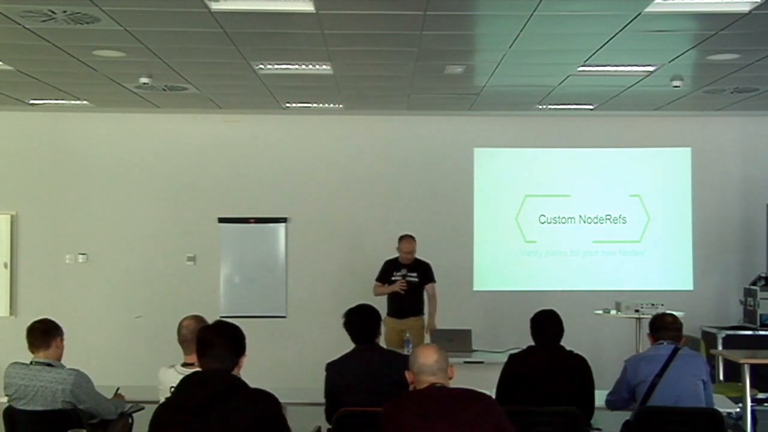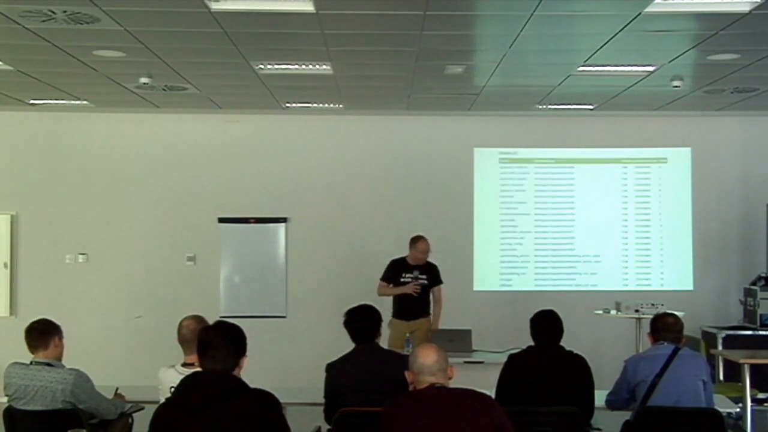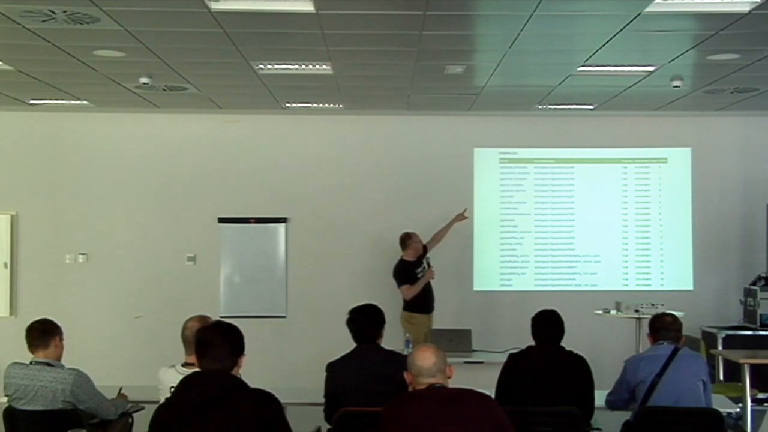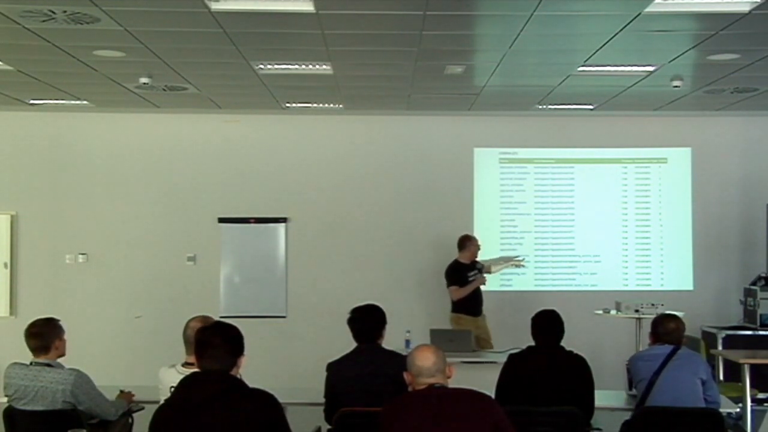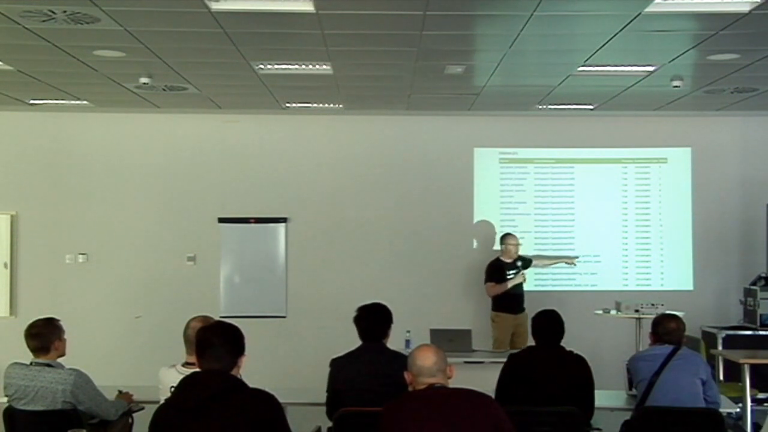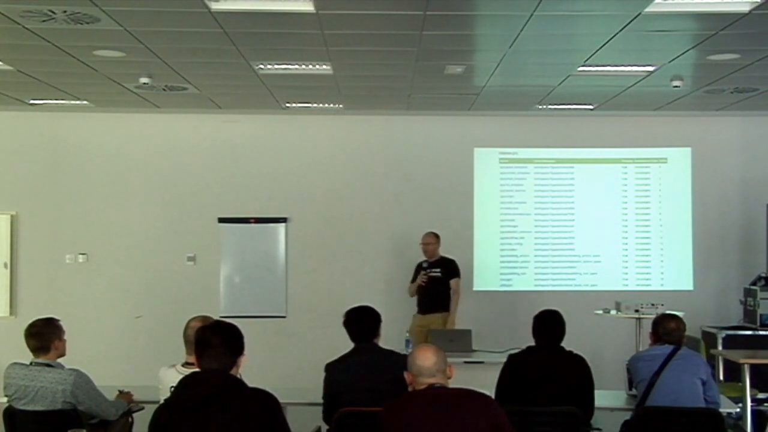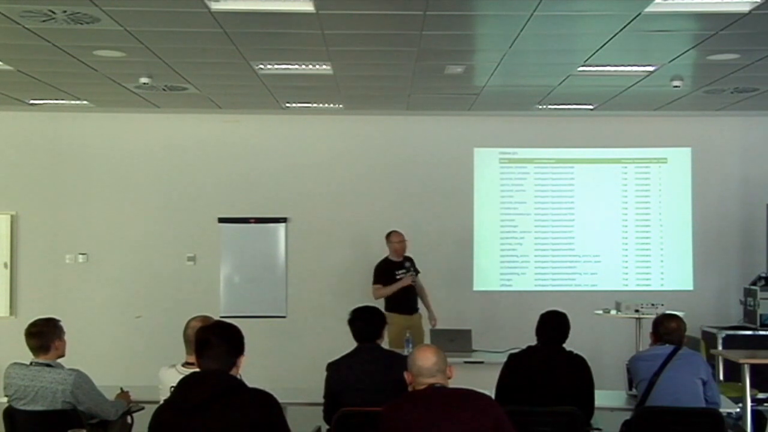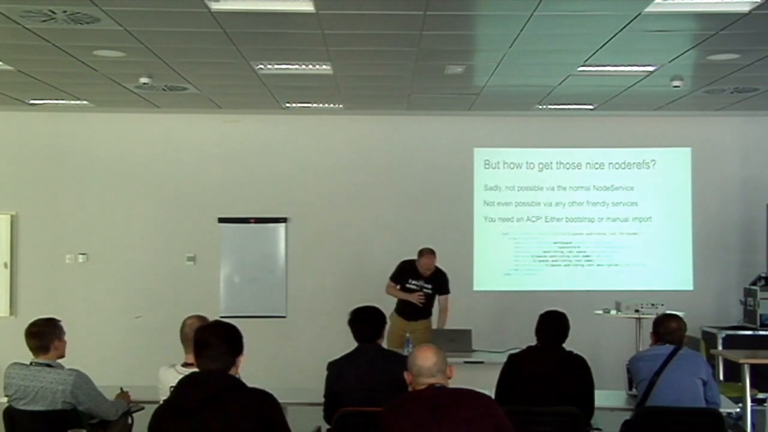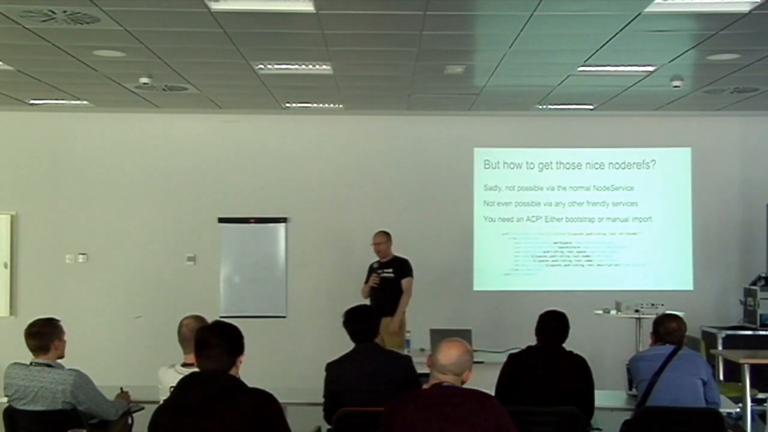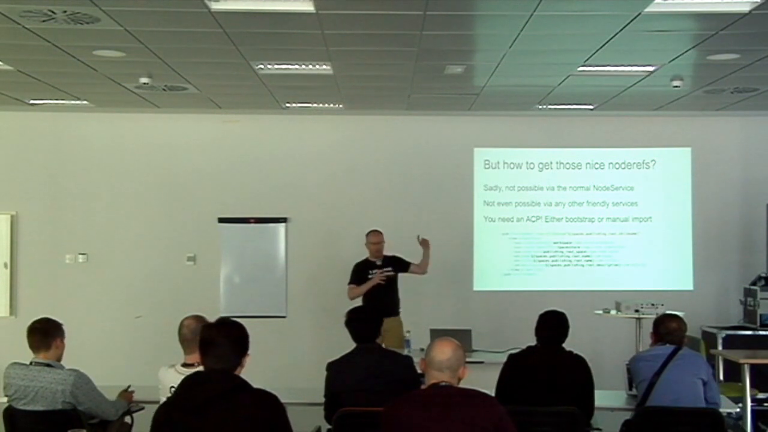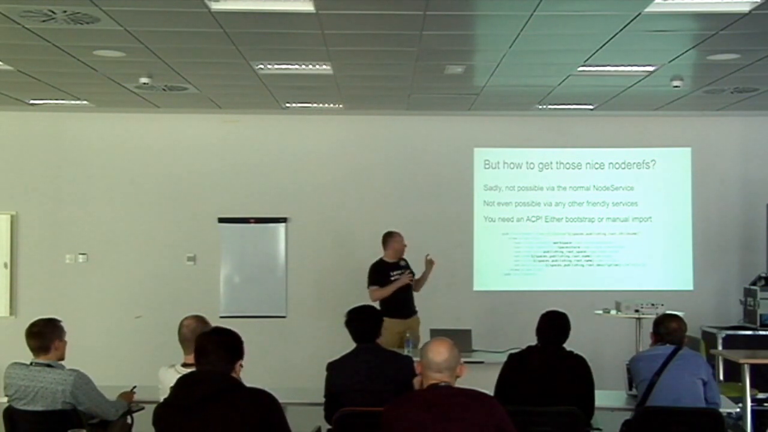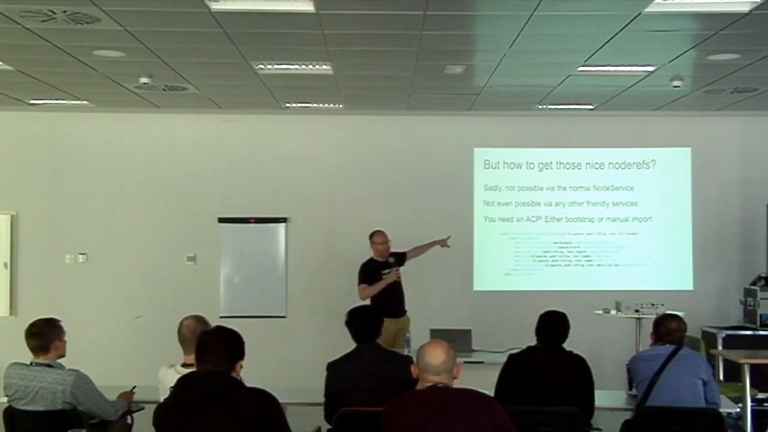Custom node refs. Who's looked in their data dictionary and seen all of these boring-looking random node refs, and then suddenly you see workspace, basis store, rendering action space, and thought, I want one of them too. The annoying thing is that you can't get one of those through the node service. The only way you can get one of those well-known special node refs is with an ACP.